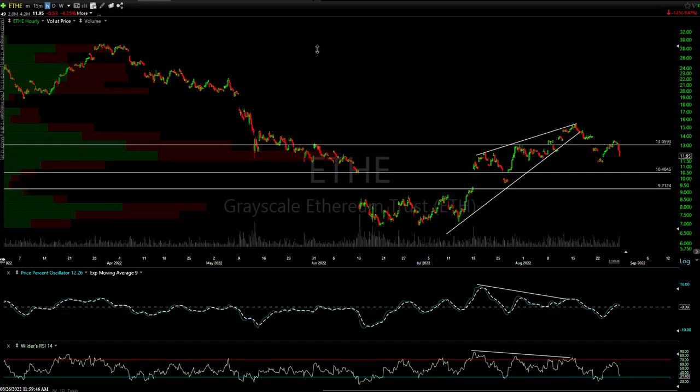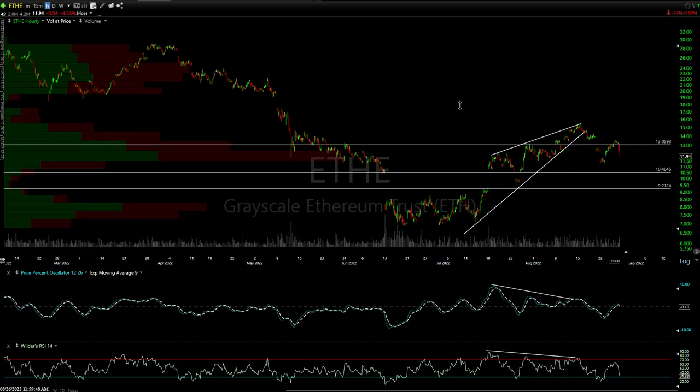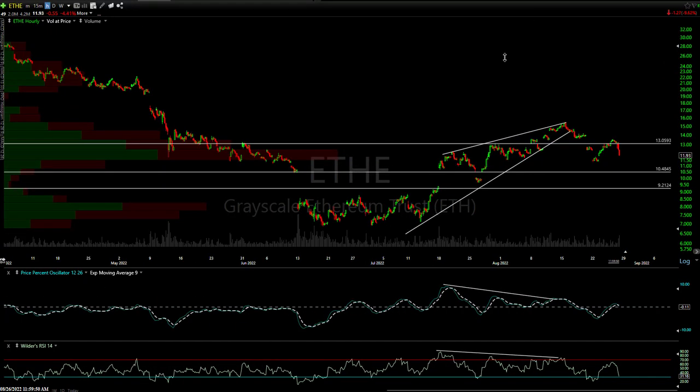Starting with crypto, Ethereum. This is a 60-minute chart. I'll get to the futures and the actual crypto. ETHE is an ETF-like instrument. And there you had that beautiful bearish rising wedge on the 60-minute chart. Is it any coincidence that's what you had on the Nasdaq 100? Absolutely not. I told you they are a very highly correlated trade right now.